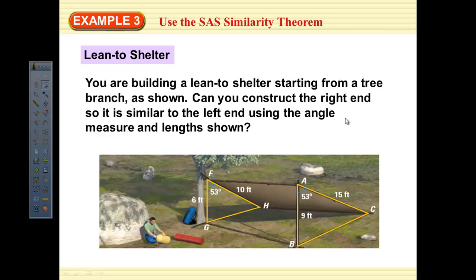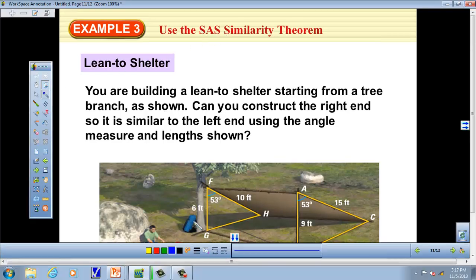Alright, now we're looking at the side angle side similarity theorem. Basically, if you look at this shelter right here, we have two different size triangles, and we want to know if these two triangles are similar, because otherwise it won't really work so well. The side angle side similarity theorem tells us that we need to have one set of corresponding angles that are congruent, and then the sides have to have that proportionate kind of fit to it.